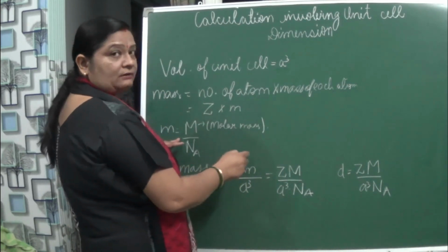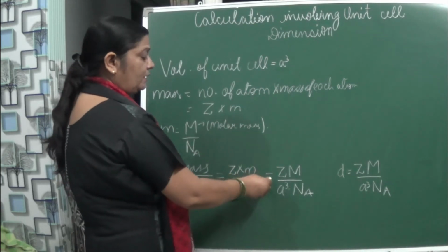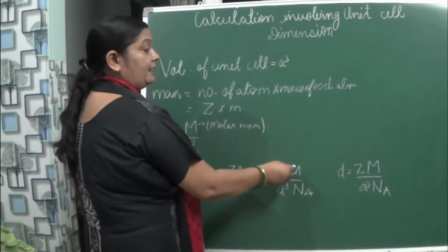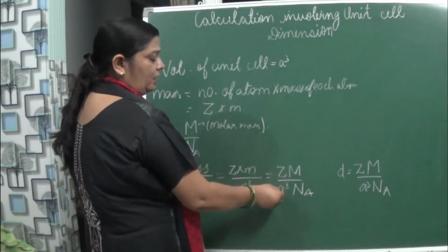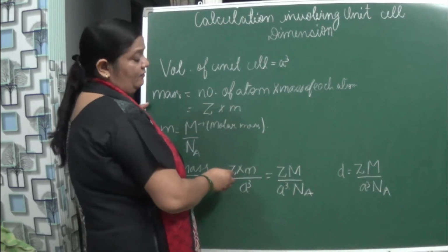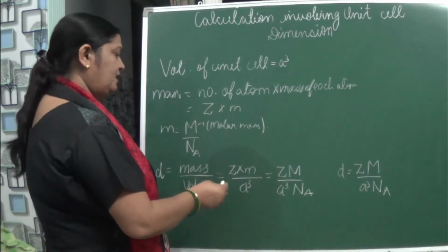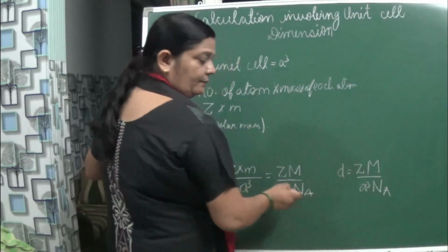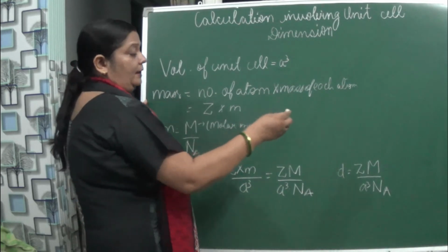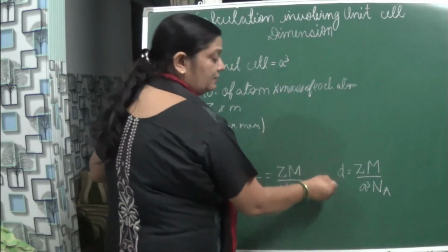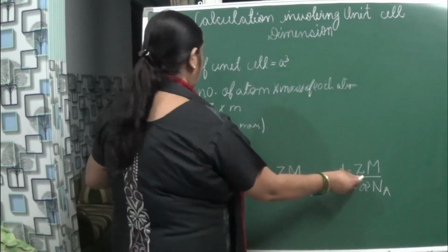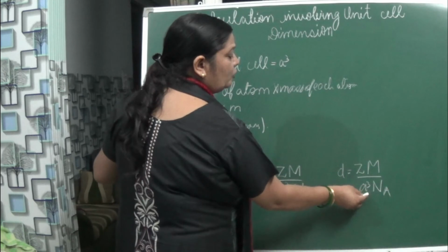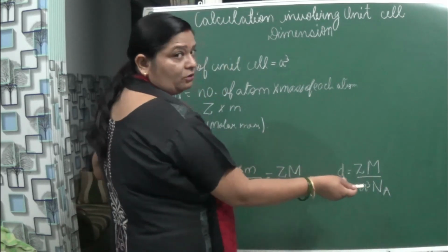Now the mass of each atom, m, can be calculated by molar mass upon Avogadro number. So if we put that value, the formula becomes Z capital M, the molar mass, upon A cube into Na, that is the Avogadro number. So here density becomes ZM upon A cube into Na. By this formula we can calculate the density. We can also calculate the number of atoms if we know the density, molar mass, volume and Avogadro number.